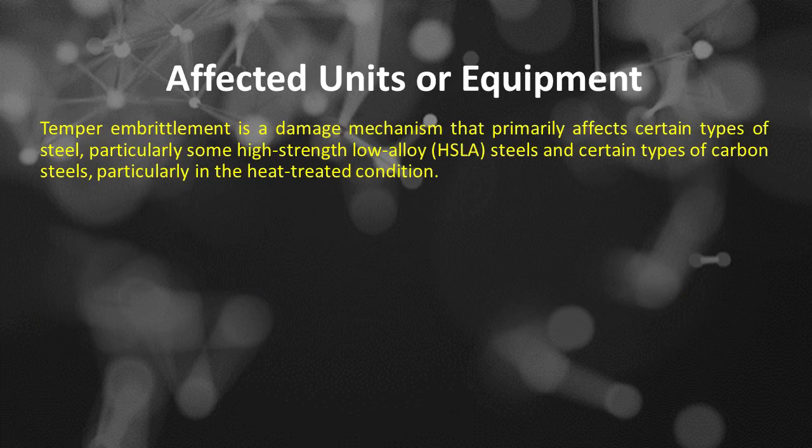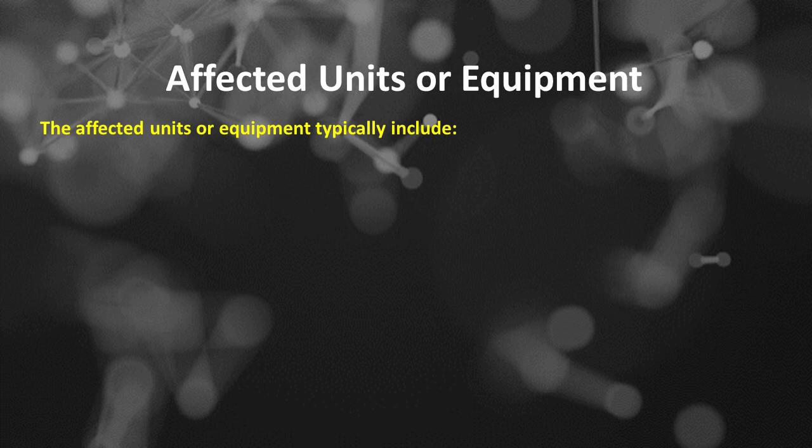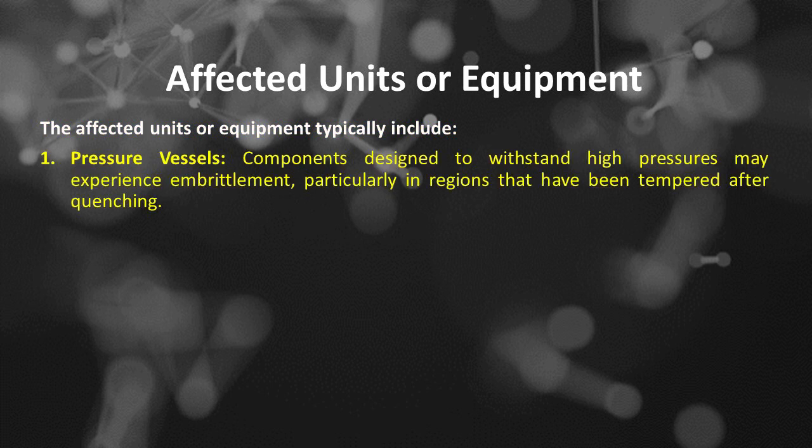Affected units or equipment. Temper embrittlement is a damage mechanism that primarily affects certain types of steel, particularly some high-strength low-alloy (HSLA) steels and certain types of carbon steels, particularly in the heat-treated condition. The affected units or equipment typically include: Number 1 is pressure vessels. Components designed to withstand high pressures may experience embrittlement, particularly in regions that have been tempered after quenching.